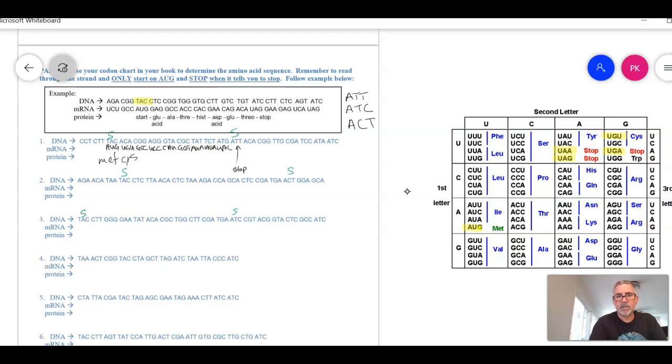Then I go to my next one, which was GCC. I got G, I come over to C, and I got GCC there. So I'll say that's ALA. My next one was UCC. Again, I go U, I come over to C, I got UCC here. That's serine. I got CAU. I start at C, I come over to A, I find CAU. That's histidine.